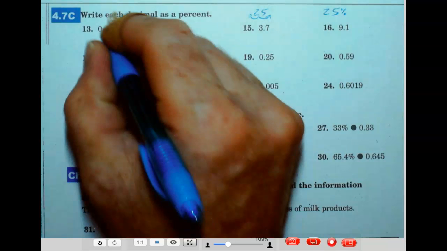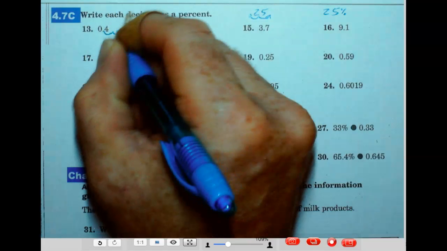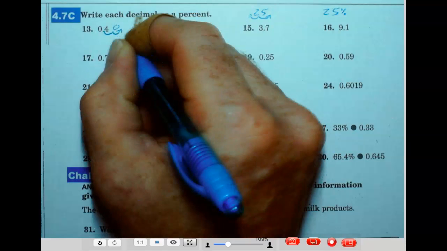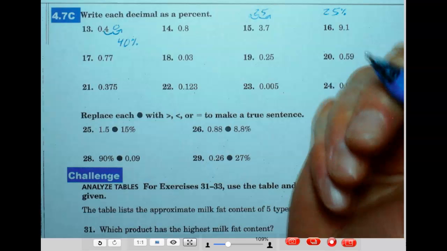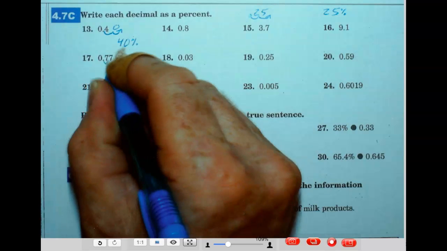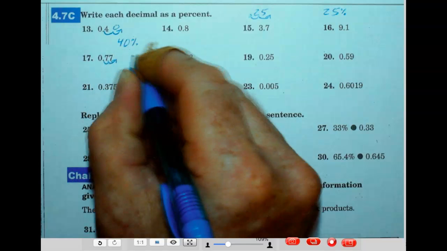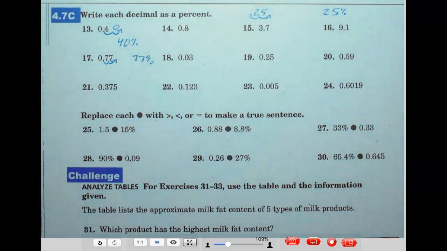So in this case, we do the same thing. We move this 2 places. We have to put in that placeholder. So 0.4 becomes 40%. It's probably easier in number 17. This becomes 77%. These first 3 are kind of difficult.